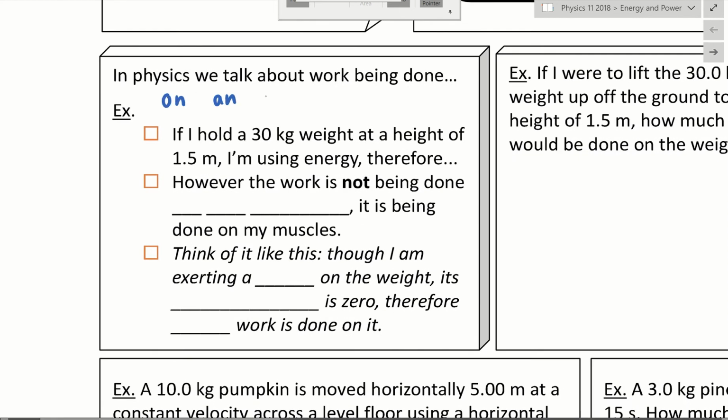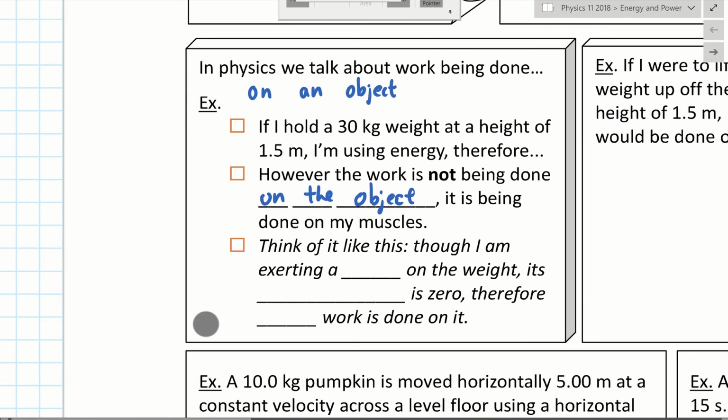Now in physics, you usually talk about the work being done on an object. So how much energy are you putting on an object or removing from an object? If you hold a 30 kilogram weight at a height of 1.5 meters, you're using energy. However, the work is not being done on the object. Now think about it: did you change the energy level of the object when you're just holding it?